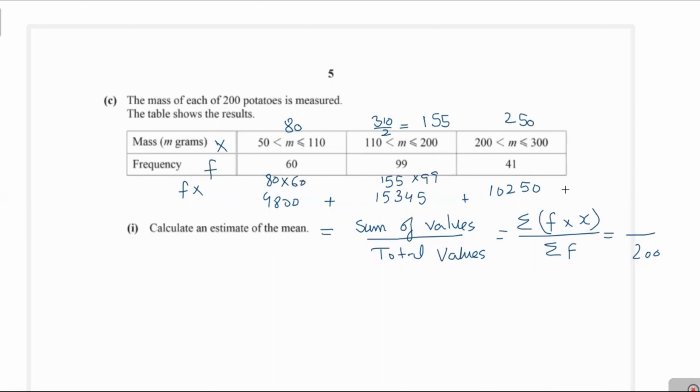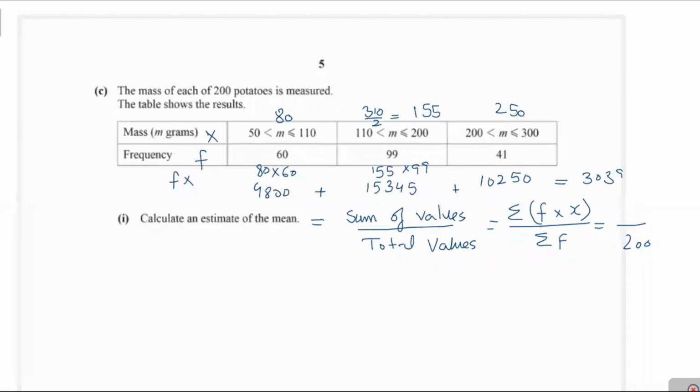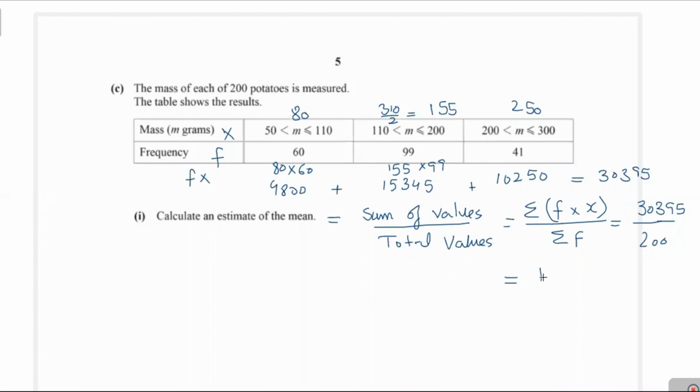Now we take the sum of these values. Now the sum of these values will be equal to 30,395, is the summation of these values. You can calculate by 30,395 divided by 200. Now that's equal to 151.97. And we take the 3SF value, that value becomes 152. This is the estimated mean of 200 potatoes mass.